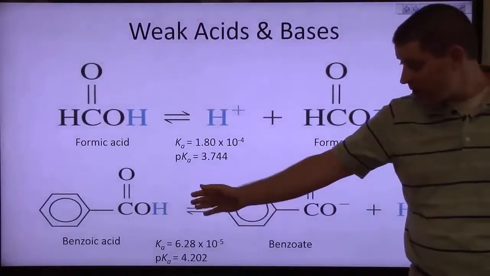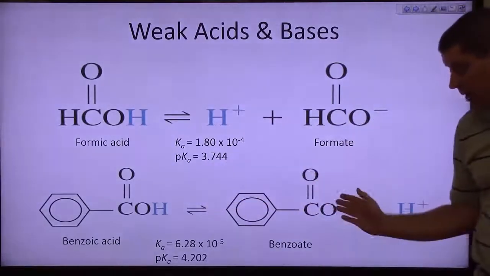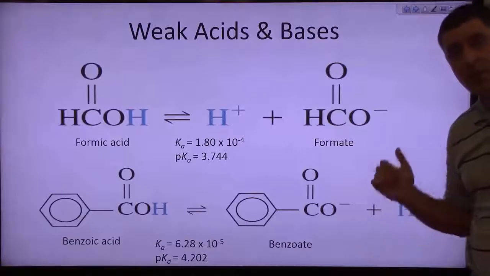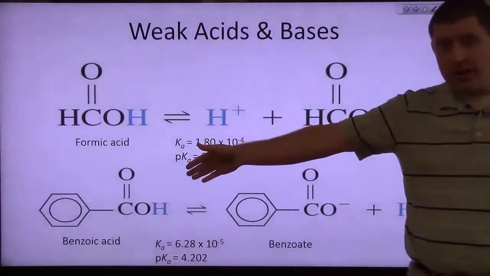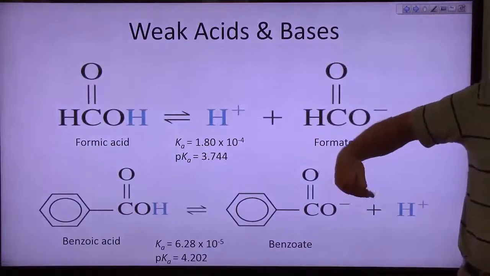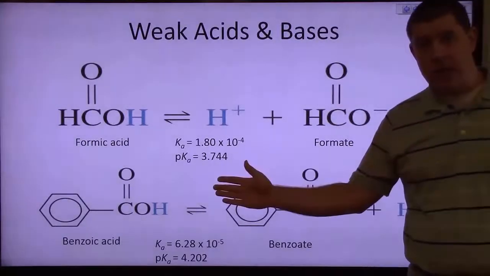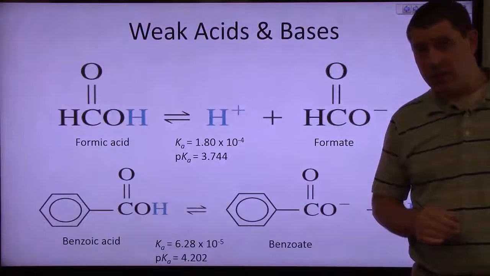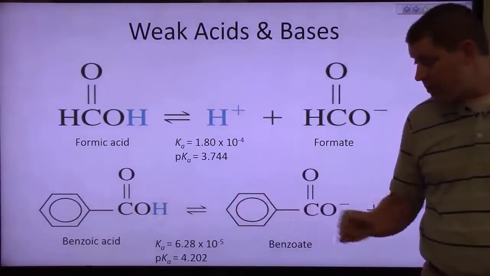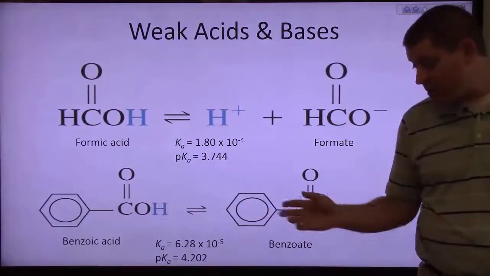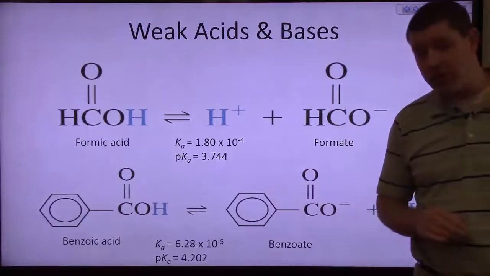And down here we've got benzoic acid. Again, if we take the proton off, then we're left with benzoate plus our proton. So benzoic acid is the weak acid. Benzoate is its conjugate weak base. Benzoate is a weak base. Its conjugate weak acid is benzoic acid. Now the Ka for benzoic acid is 6.28 times 10 to the minus 5, or a pKa of 4.202.